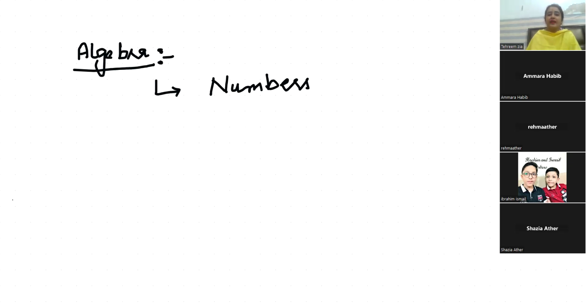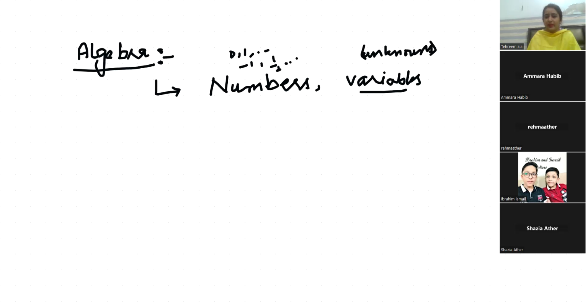Okay, so numbers. What is algebra? Algebra is, you know, what are numbers? Numbers are counting numbers starting from 0, 1, negative numbers, and fractions and all those things. What are variables? Variables are unknowns. The unknowns are also called variables. Unknowns are the variables that we don't know. For example, we normally name them X, Y, Z. So these are the numbers and these are the variables.